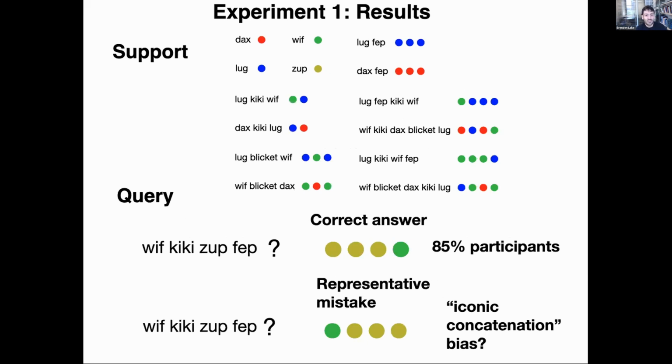Here's another test example with kiki. So for this one, the kiki here means you do the last thing first. So first you zup bep, which means 3 zups, 3 yellows, and then you go back and you whiff, which is green. So 85% of people were able to do that. And a representative mistake actually was to forget to do the last thing first and the first thing last. People prefer to do the first thing first, not unreasonable. So they seem to have some type of iconic concatenation bias that also showed up in their mistakes.